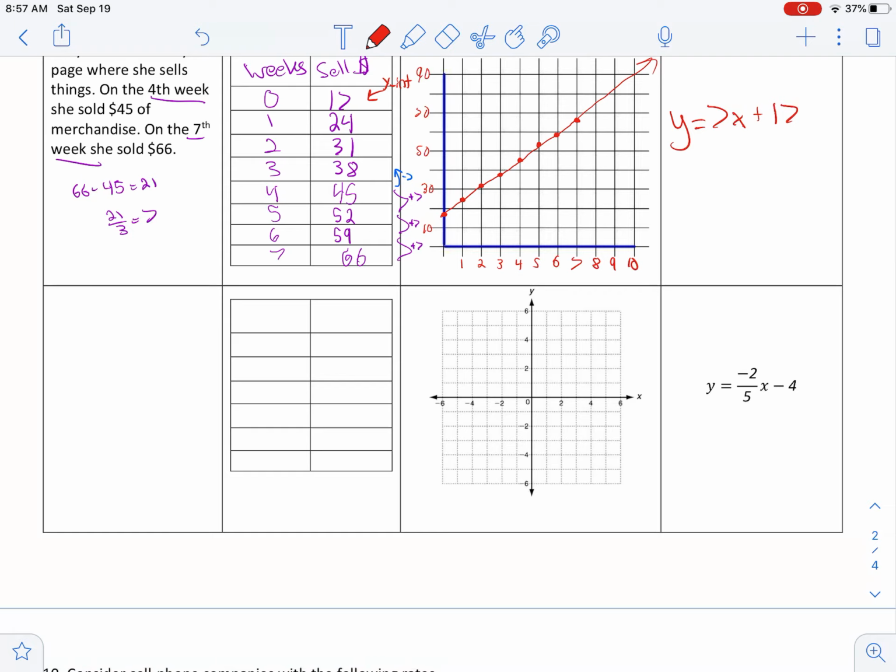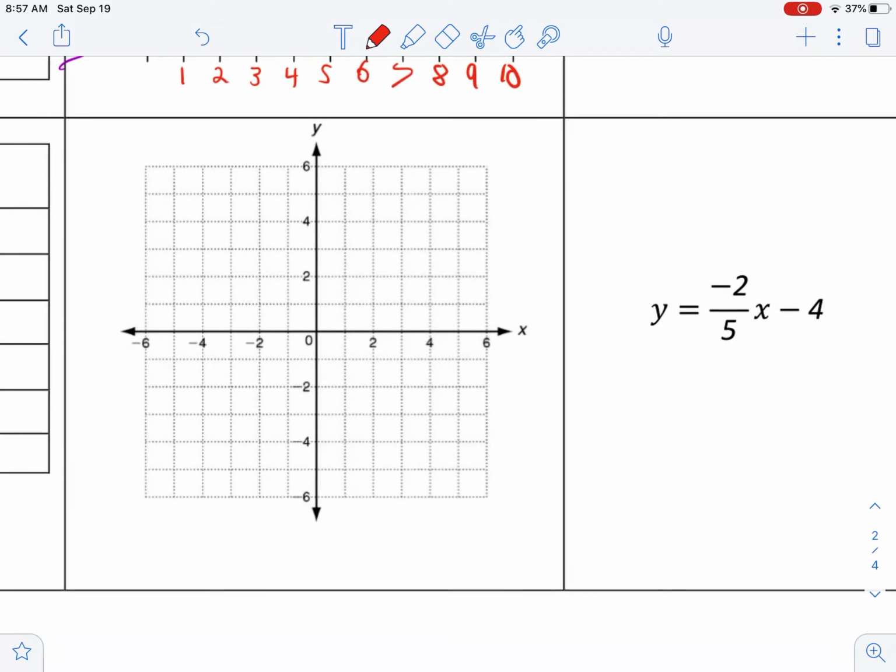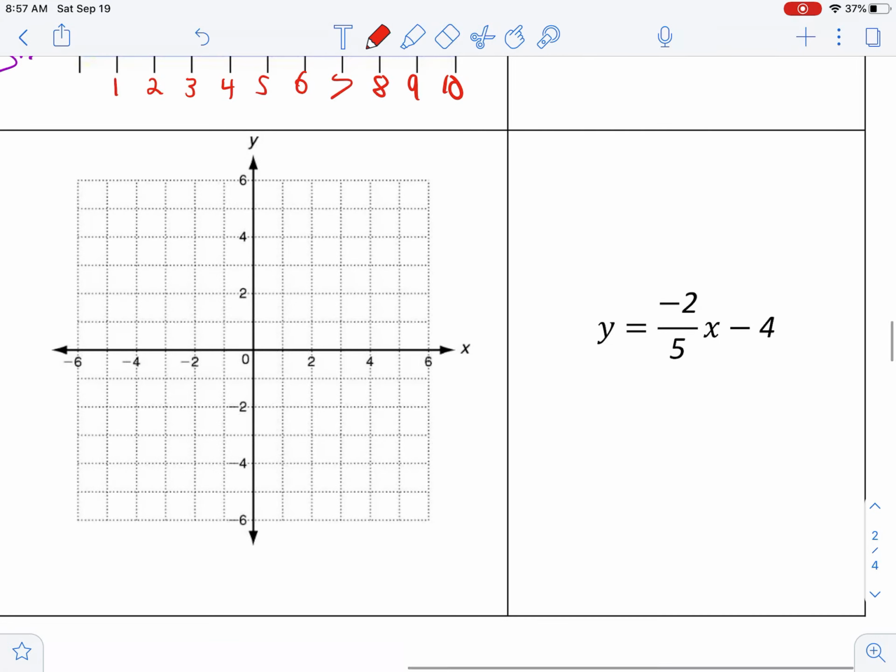All right, last one here, we're given an equation. Let's go ahead and graph this equation. We have a y-intercept of -4, so I'm going to put a dot at -4, and then we have a slope of -2/5. That's my rise and my run. So I'm going to fall 2, so go down 2, and then over 5. So I'll have another point right here.